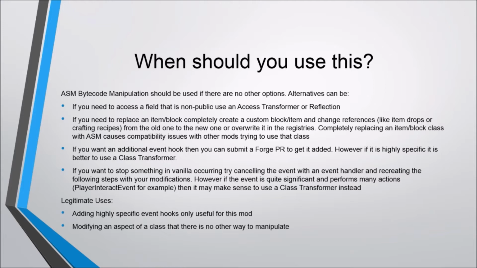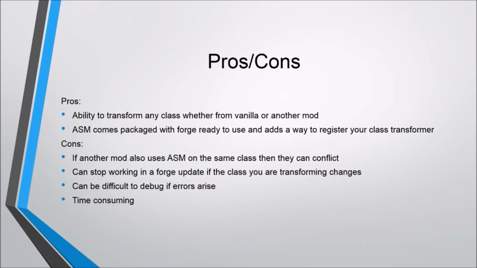Some legitimate uses are adding highly specific event hooks that are only useful for this mod, and modifying an aspect of a class that there is no other way to manipulate. The pros are that it gives you the ability to transform any class, whether from vanilla or another mod, and ASM comes packaged with Forge ready to use and adds a way to register your class transformer, so it takes away a little bit of the hassle.